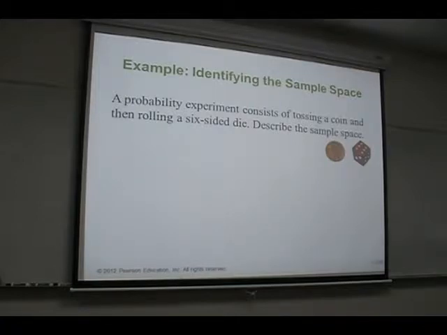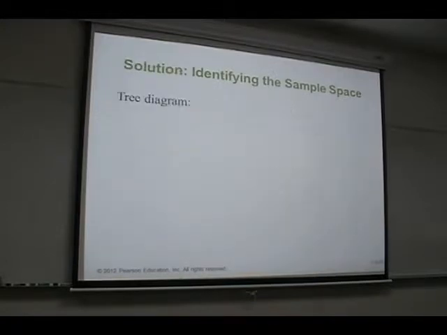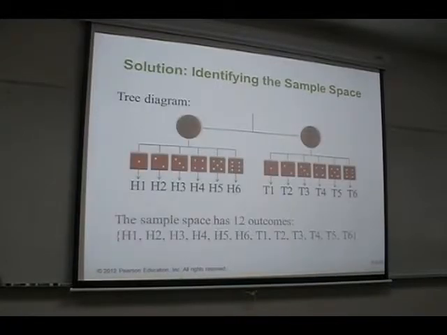Okay, so it says to describe the sample space. So what would the sample space look like? Well, there are 2 possible outcomes when tossing the coin, like we said, heads or tails. And there are 6 for the dice. So what they're going to use is a tree diagram to show you. Okay, the tree diagram would look like this.